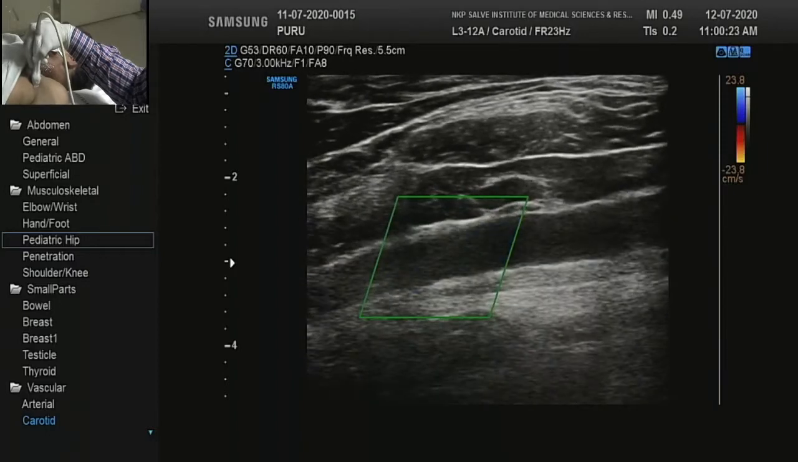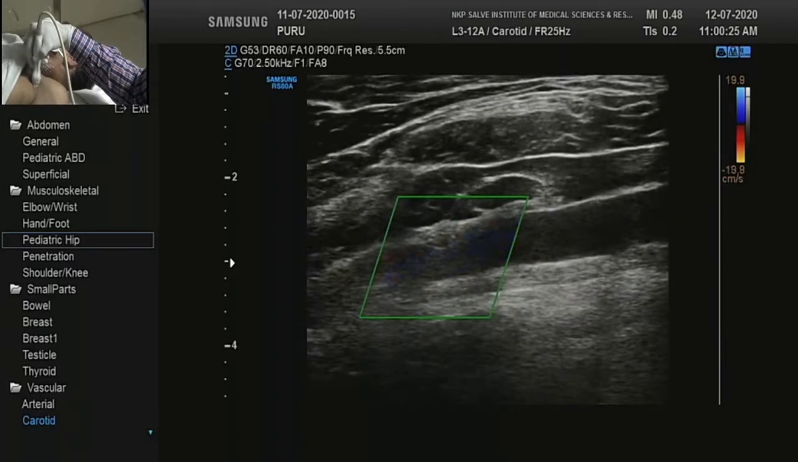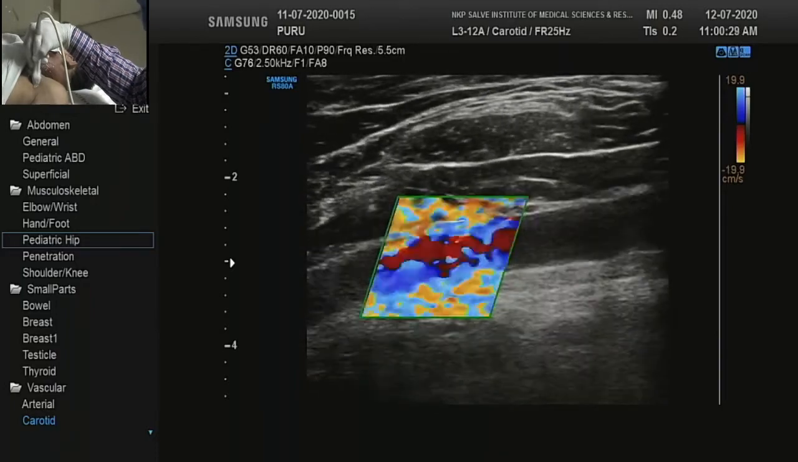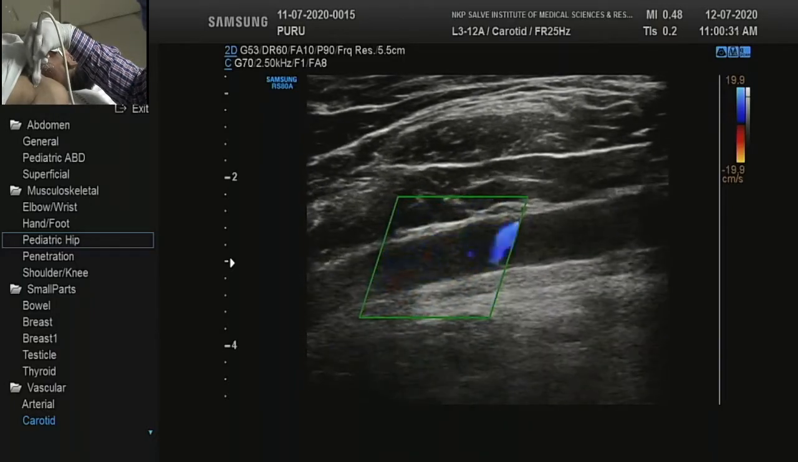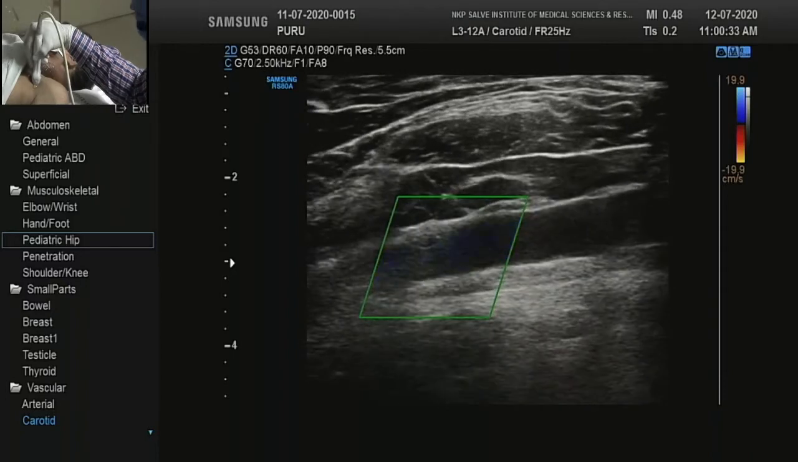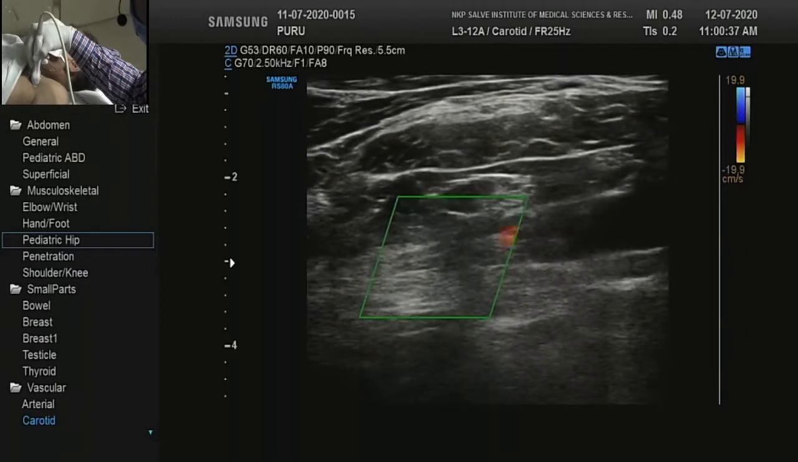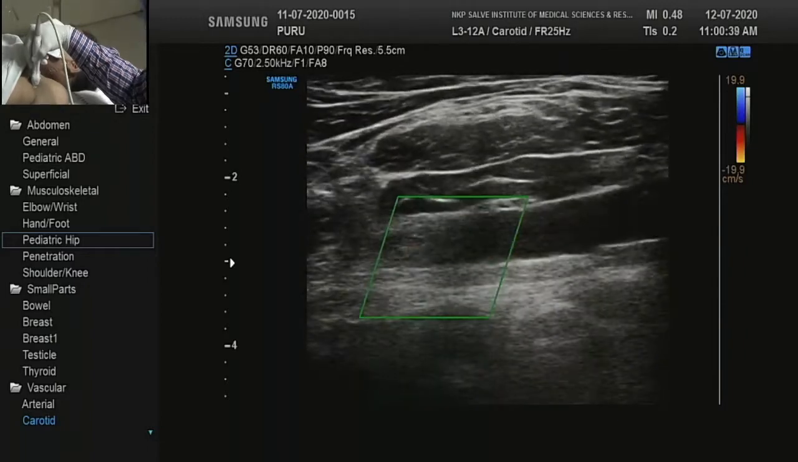So we'll reduce PRF a little bit, increase color gain. No, थंडी वाजते का? थंडी वाजते? Okay.